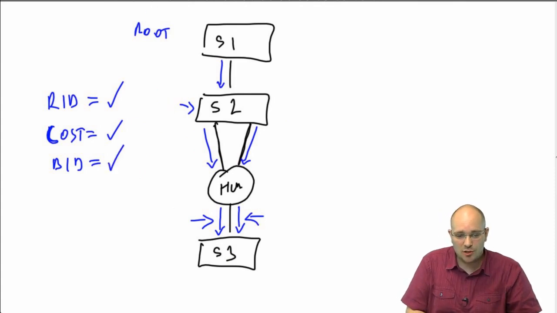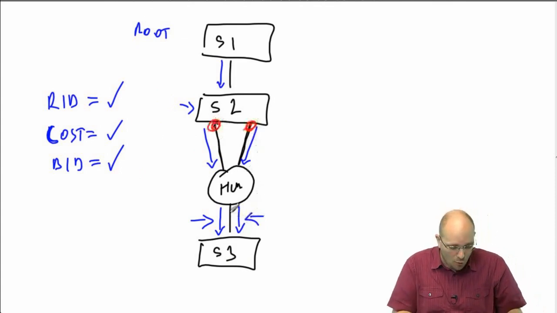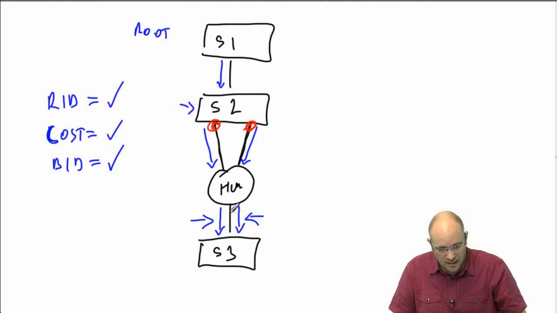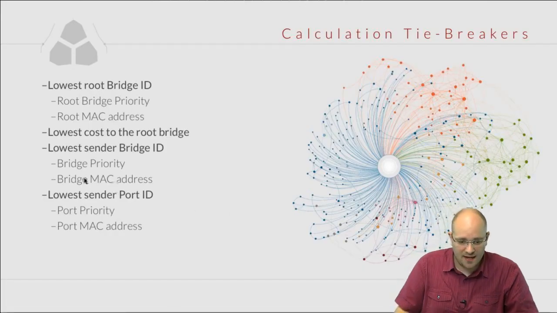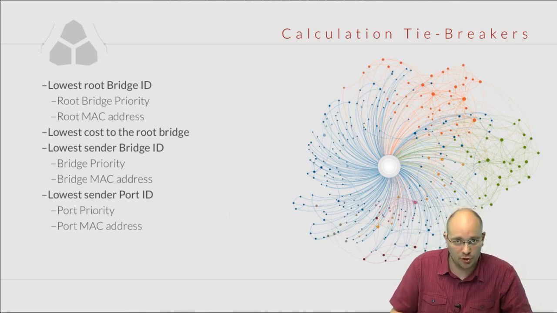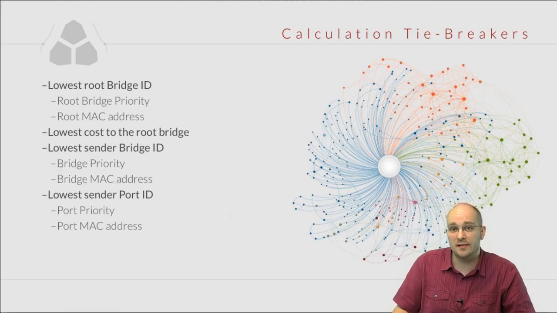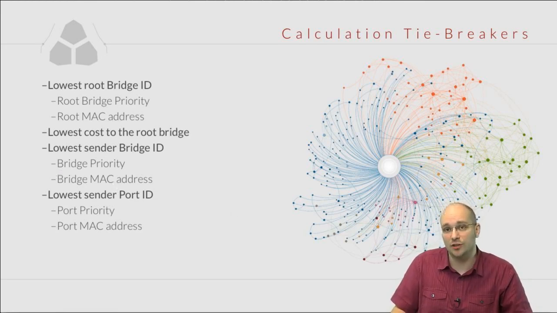In this case, we actually have to go deeper and identify the sender ports. So if I go back here, I'm going to see that the next tiebreaker is the lowest sender port ID. The port ID, similarly to the bridge ID, is a composite value. It consists of the port priority and the port number. Again, the lower value is preferred.